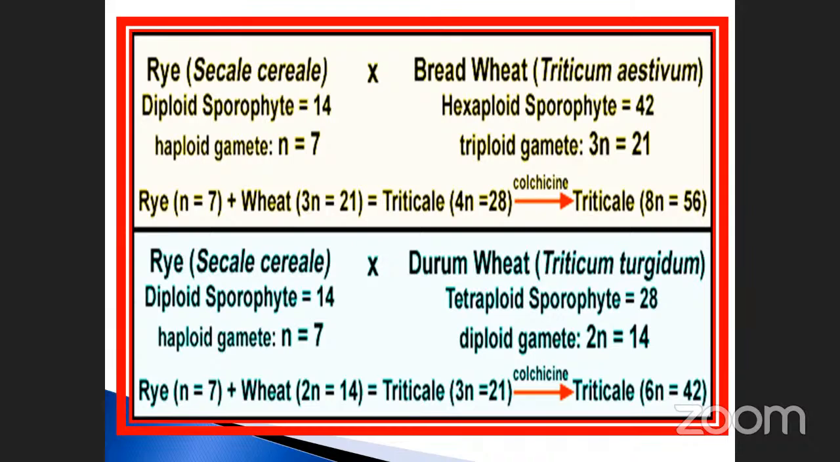Likewise, rye and other cereals, diploid sporophyte 14, you already know, 7 is also there. Durum wheat, Triticum turgidum, is tetraploid, the 28 stage. Both are the same, so we get 7 plus 14, 21. After the colchicine introduction, what will happen? It may be doubled. Here is the 4n, here the 8n is double. That is the reason the yield will be more. You have to take this from here.